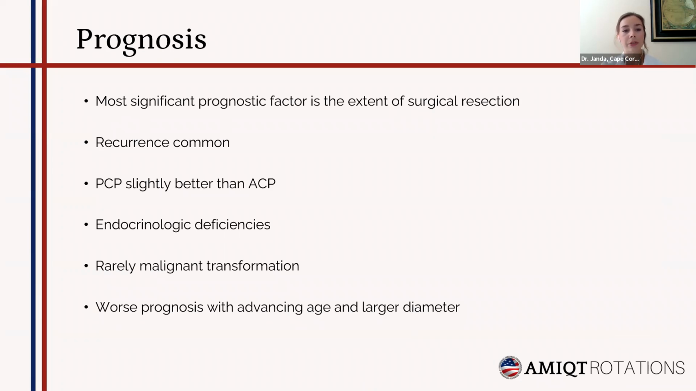Okay, regarding the prognosis, the most significant prognostic factor is the extent of the surgical resection. Since recurrence is very common, like mentioned before, especially with the ACP, because of the remaining tumor cells due to the microscopic infiltration. That is also why PCP has a slightly better outcome than the ACP. Also very important to know for the outcome of craniopharyngiomas are any remaining endocrinologic deficiencies, which might require continuous hormonal replacement therapy.